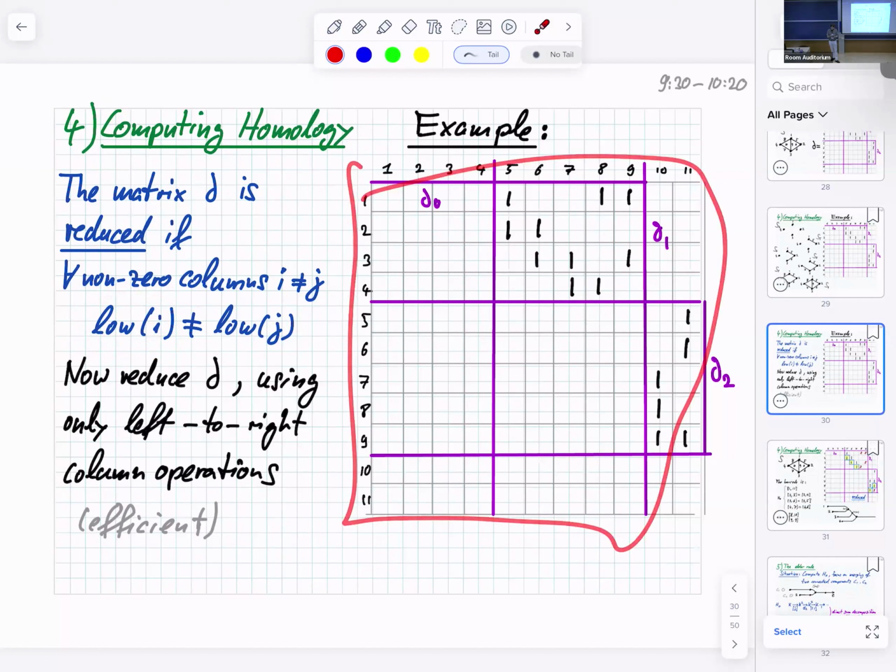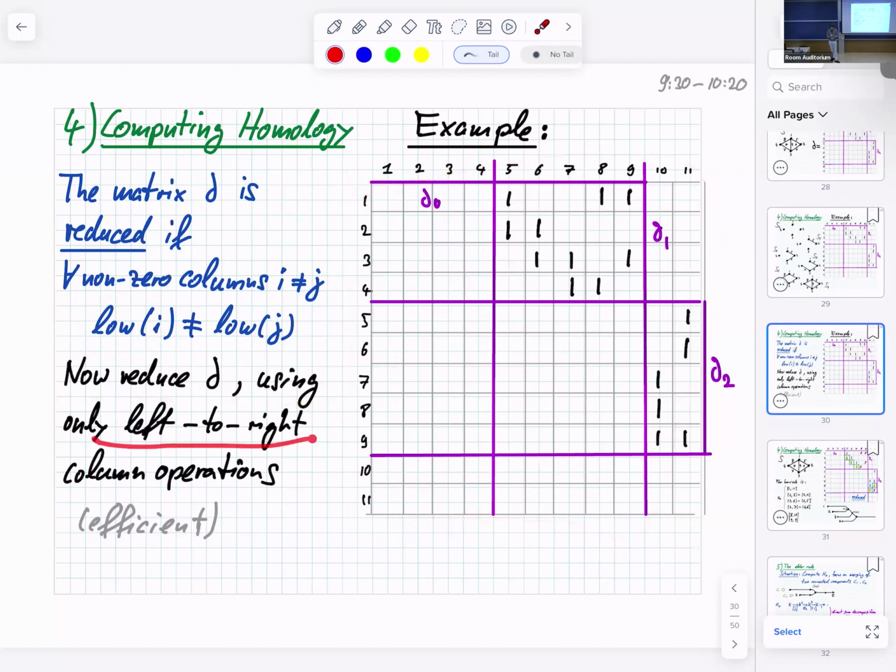We are given this matrix and reduce it only with left to right column operations. We use column operations because we move along our filtration. We want to keep the normal form for the smaller simplices; we don't want to change that anymore. So with left to right column operations, everything that we reduced already stays reduced, and then we go up in our filtration of the simplicial complex. Please do this with me. We want to reduce that matrix now according to that definition.